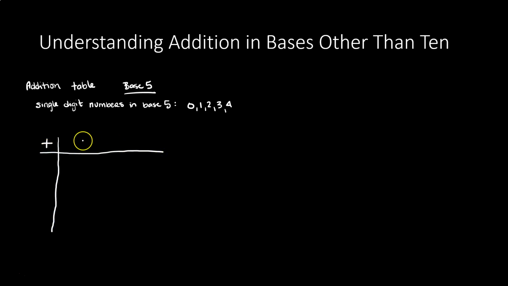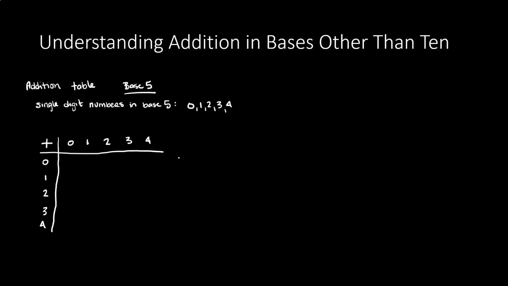We're going to put all the possible digits along the top row, so 0, 1, 2, 3, 4, and then all of the single digits along the first column. And we're going to look at adding all possible combinations. For example, 2 plus 3 would go in this entry right here. So we're going to complete this table, that way we can refer back to it when we are adding in base 5.